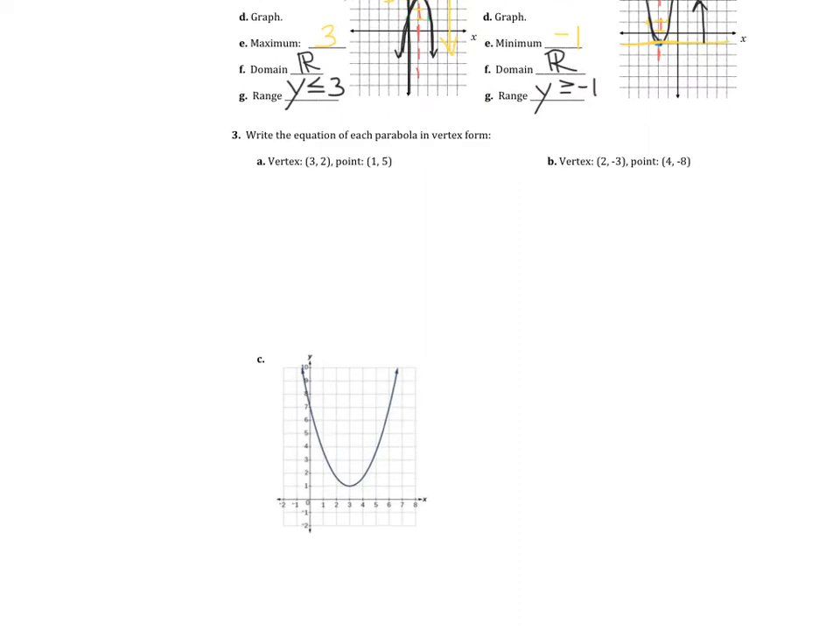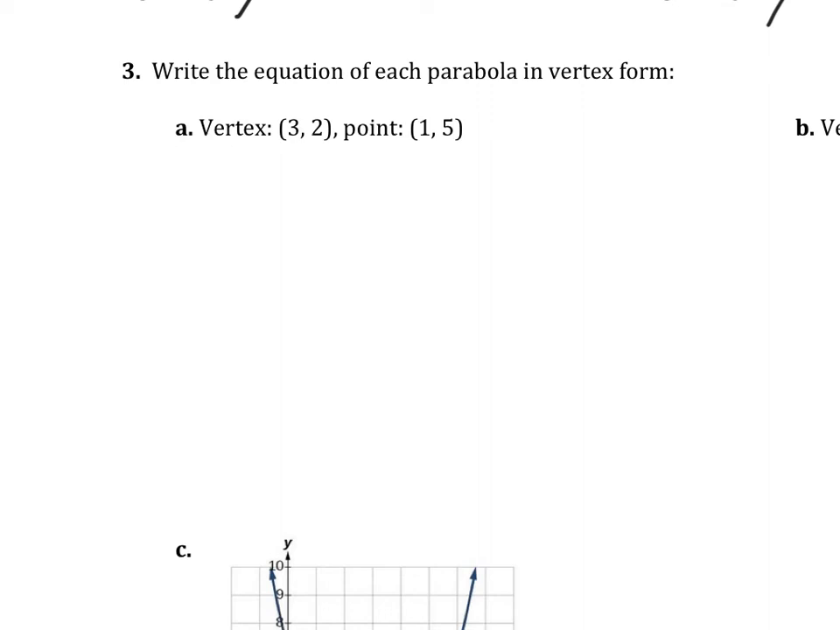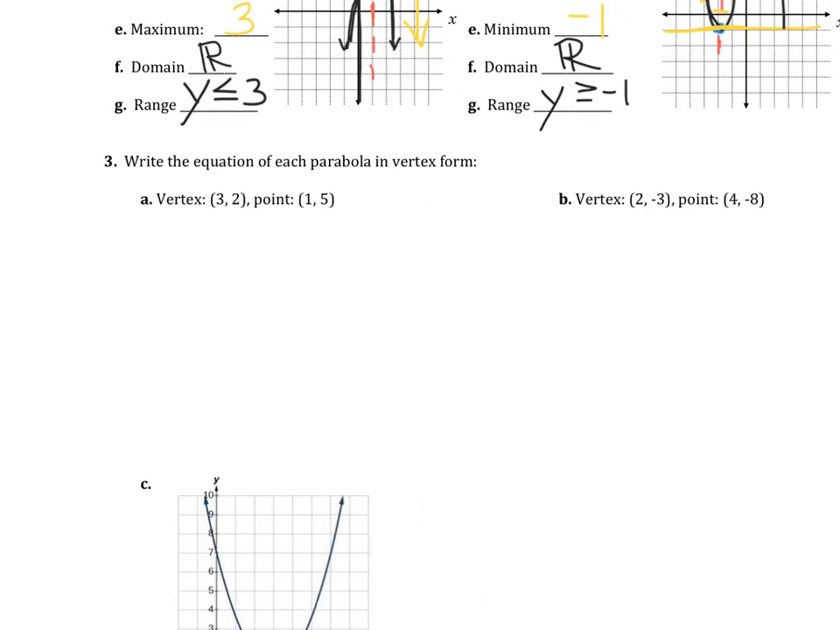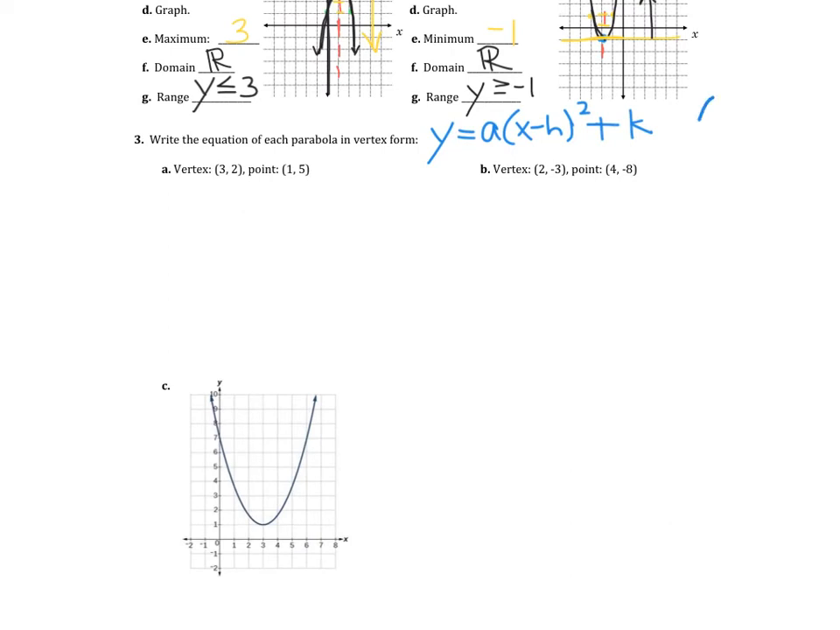Now the next 3 problems are going to be the new things for today. So we're going to write the equation of each parabola in vertex form. In order to write this in vertex form, let's remember what vertex form actually is. Vertex form is y equals a times (x minus h) squared. Don't forget that squared. It's very important. And then plus k. Now, what do all these things mean? Well, h and k is the vertex of the parabola. That's going to go in opposite here, same as on the outside.